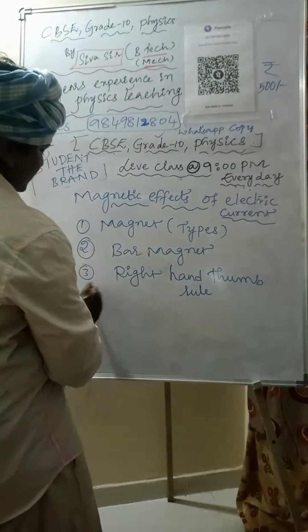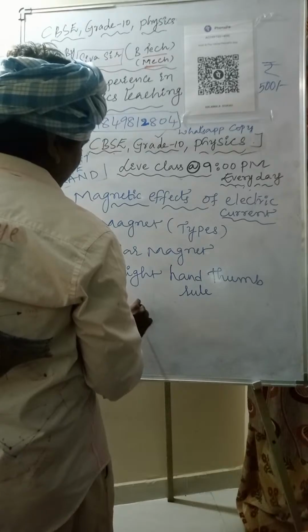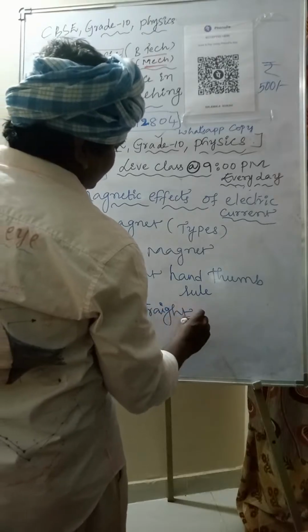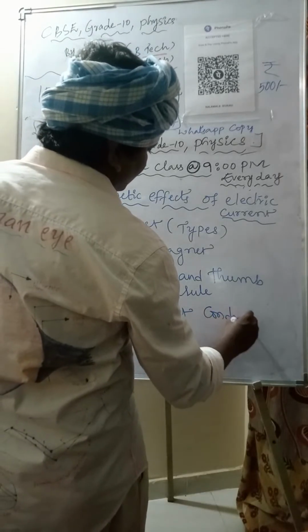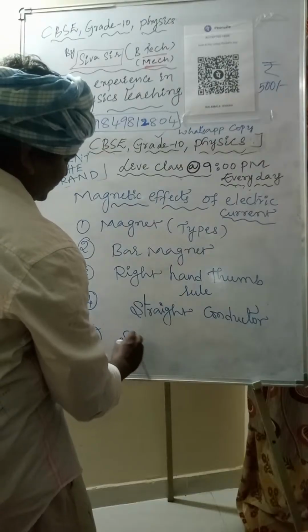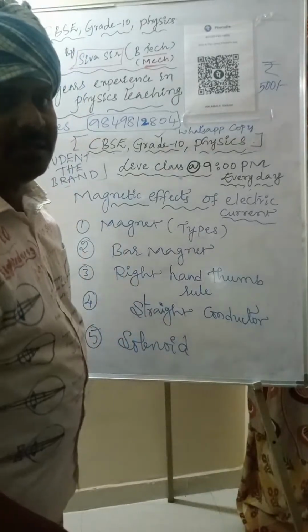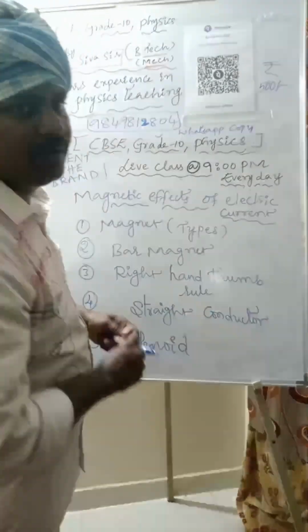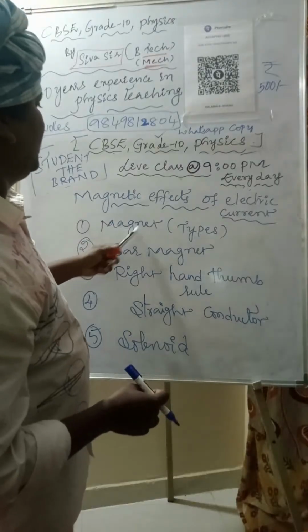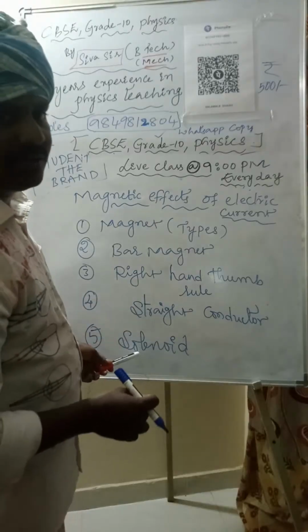The fourth one, the right hand thumb rule, I will explain. Next, we are going to the straight conductor, current carrying through a straight conductor. Next one, solenoid. Okay, so these are the points we are going to discuss in today's class. You can check once. So here I am talking about magnets: types of magnets, bar magnet, right hand thumb rule, straight conductor, solenoid. We'll discuss all these points.